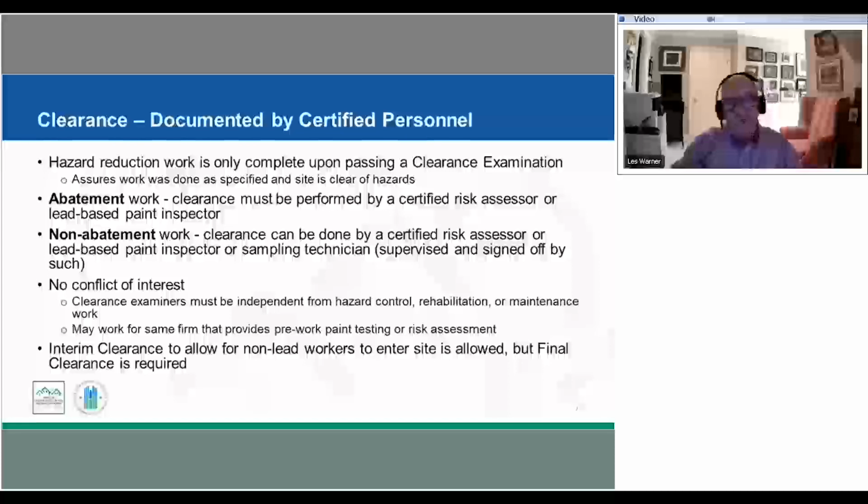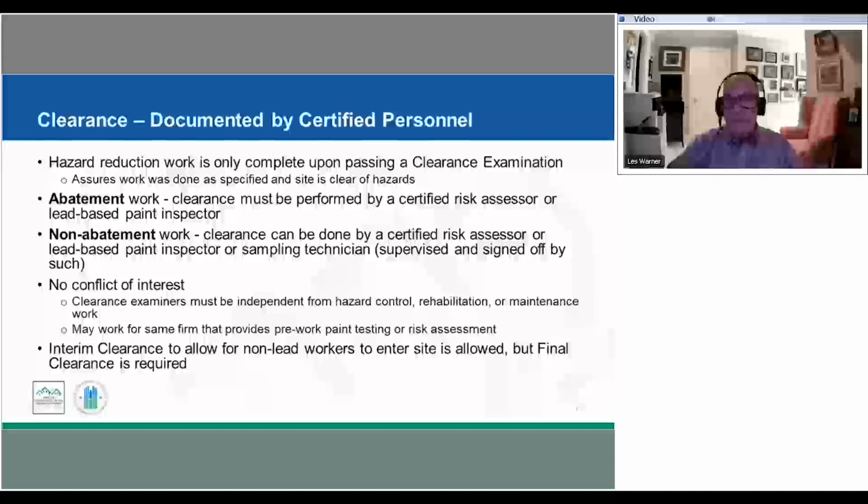One of our keys here is that there cannot be a conflict of interest. So unlike under the EPA, which would allow the contractor themselves to do the clearance inspection on that, we need to have a third party. So they're making decisions about where they're going to sample on this. And so that third party then will take those samples, send them to a lab, and make a determination on this.